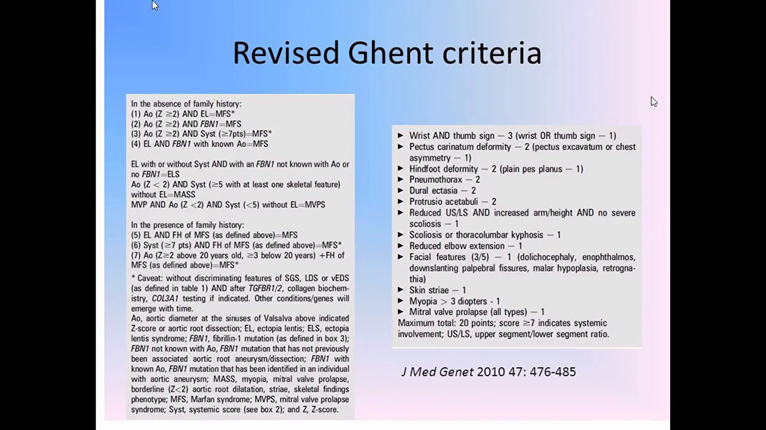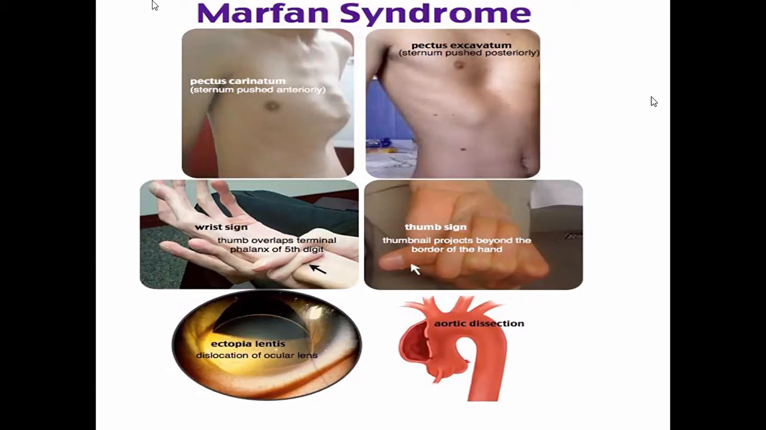So this is the picture: pectus carinatum, pectus excavatum. And then you note for this one the wrist sign. Commonly we do that, because our hands usually cannot reach around our wrist, but if the hands are very long, they overlap, right? Try it, all of you. The thumb sign, in which the thumbnail projects beyond the border of the hand.